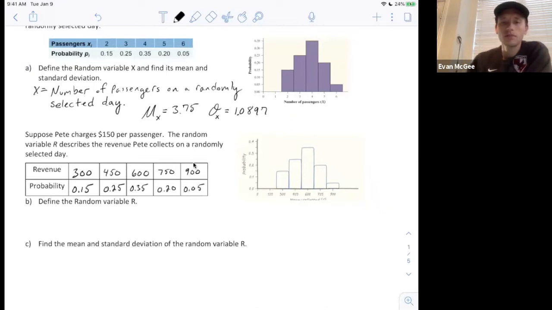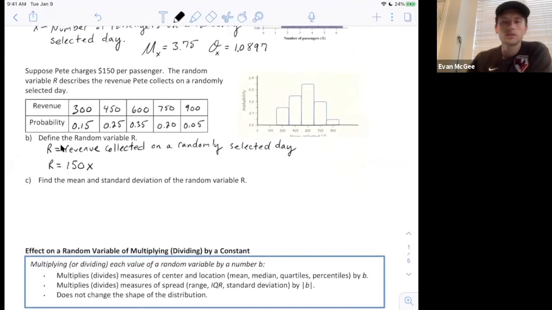So now we have the new distribution for the random variable r. Let's define what the random variable is in terms of x. So all we did was multiply every outcome by 150. So if r is the revenue that he makes, then it's going to be the number of passengers times 150. So r is the revenue collected on a randomly selected day, and we multiplied the previous random variable x by 150. So now let's find the mean and the standard deviation.